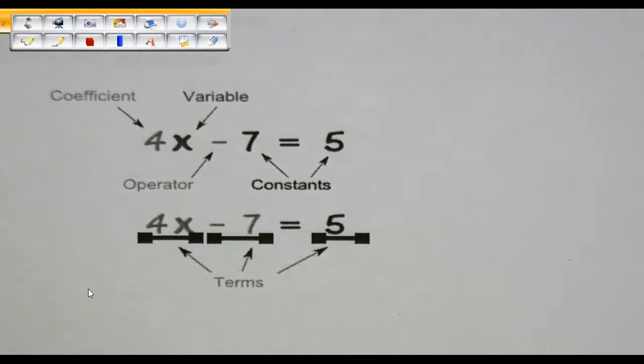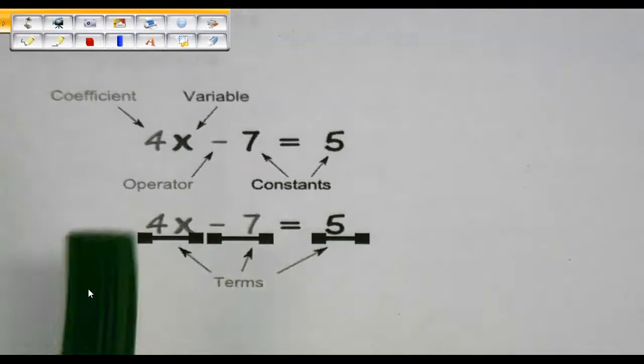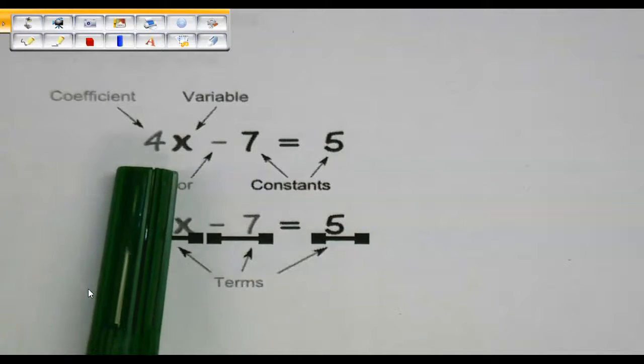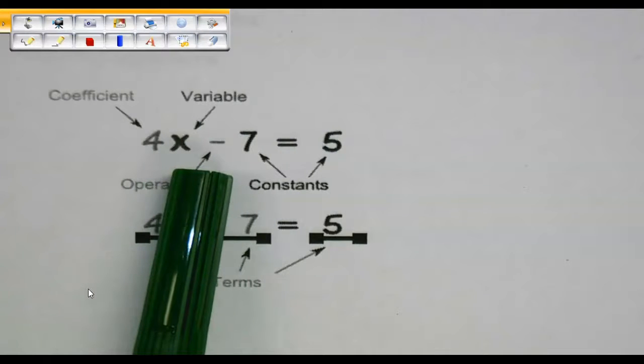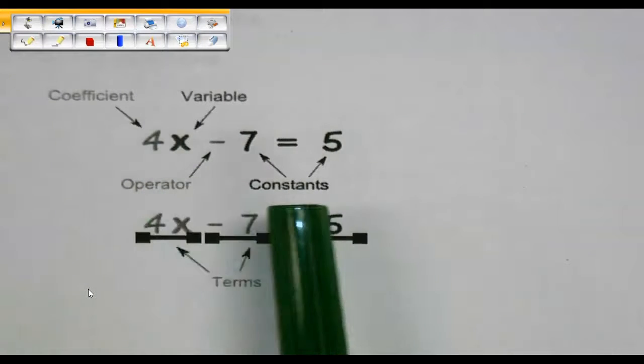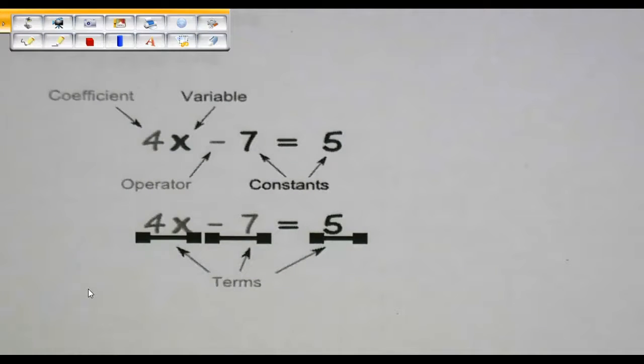So this is a little visual. Coefficient, you notice, is the number in front. It's the number that's attached to the variable, which is our letter. Constants are the -7 and the 5. And all of those represent terms. So 4x is a term, -7 is a term, and 5 is a term.